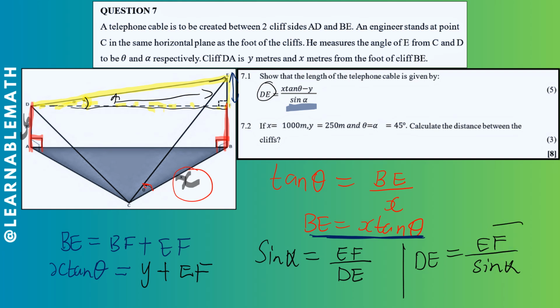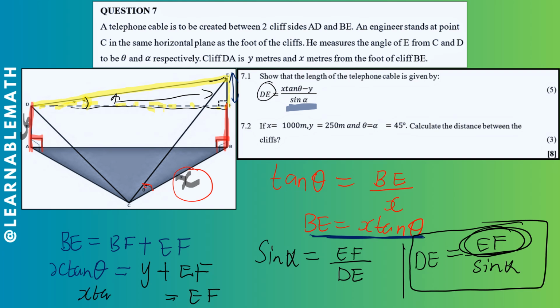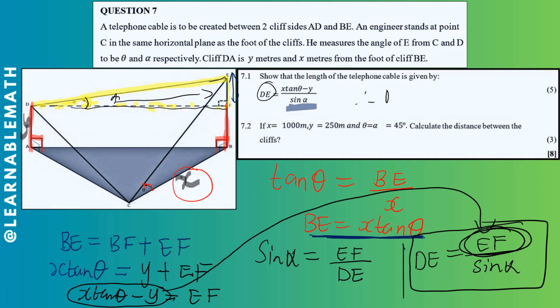Do recognize that in this expression we need to solve for EF. Can you see? We are almost done. So to solve for EF, we'll say EF is equal to x tan theta minus y. Can you see? Then we can now substitute this EF back in that expression. Then we'll be able to say, therefore finally DE will be x tan theta minus y divided by sine alpha.